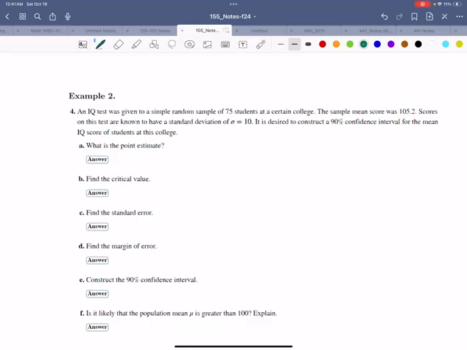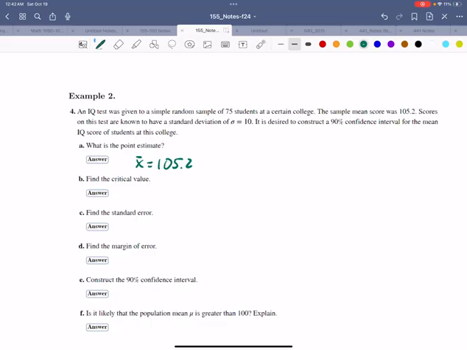IQ test given to 75 students. We have a sample mean. They're known to have a standard deviation, 90% confidence interval, right, of the mean IQ score. So what's the point estimate? Remember, point estimate is a fancy term for the sample mean value that you get, right? It's just that. Find the critical value, right?